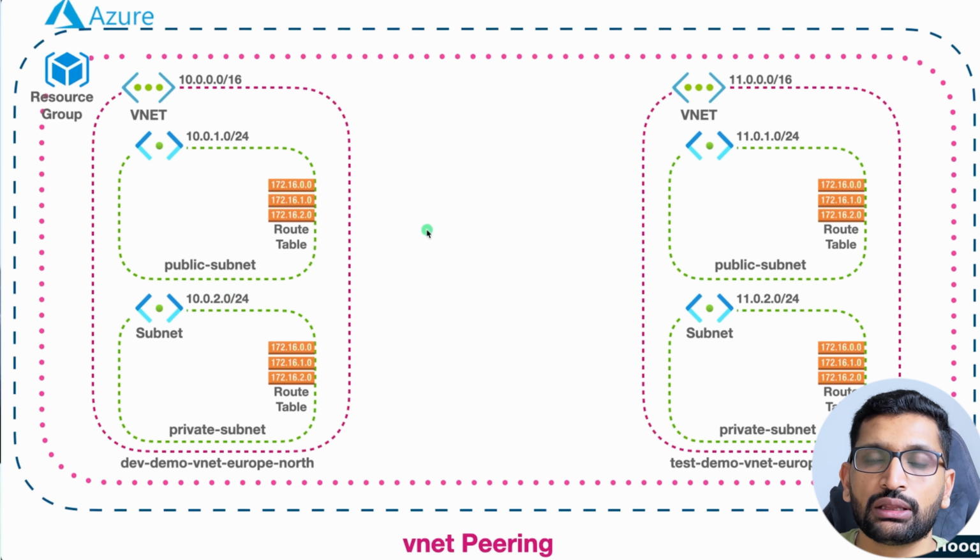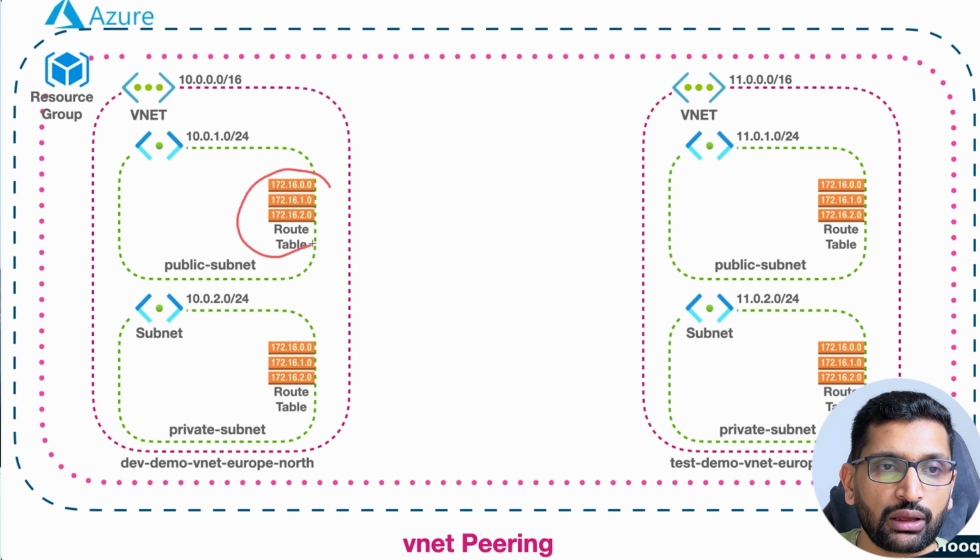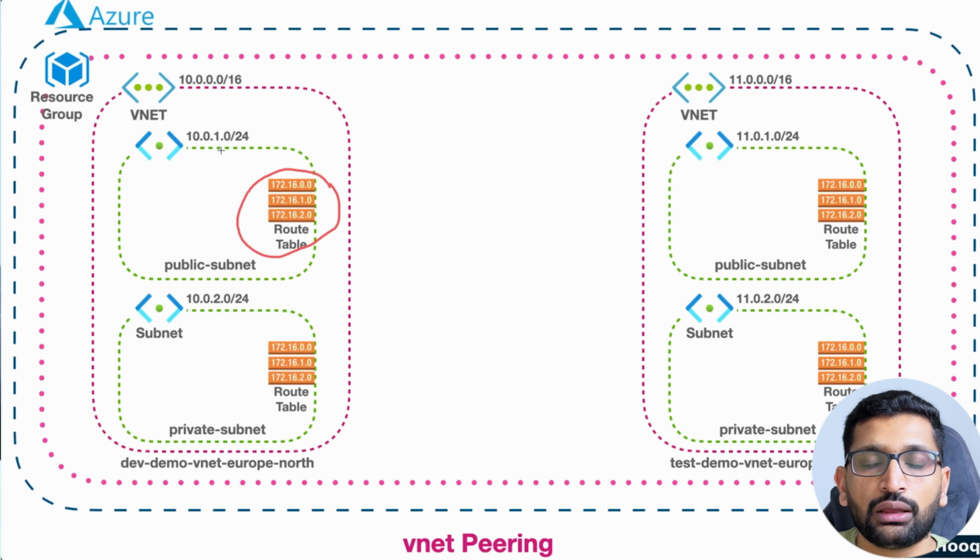So here you can see in the diagram, the next component is we need to create a route table. We need to create 4 route tables. Why? Because we have 4 subnets in both the VNets. So each subnet needs a route table so that we can route the traffic to that particular subnet.